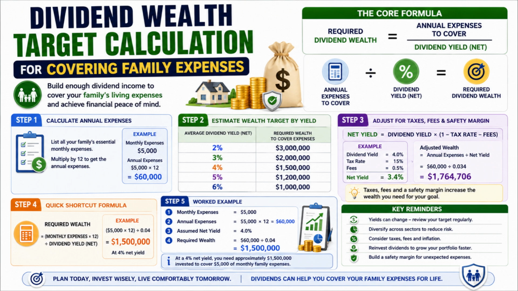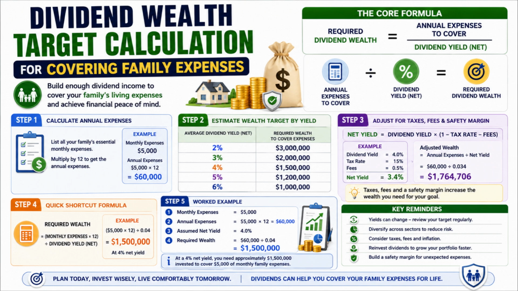After that, compare the required wealth at different dividend yields. If the average net dividend yield is 2%, you may need about $3 million. At 3%, the required wealth becomes about $2 million. At 4%, the target is about $1,500,000. At 5%, it becomes about $1,200,000. And at 6%, the target becomes about $1 million. So, higher yield can reduce the required portfolio size, but higher yield may also come with more risk.